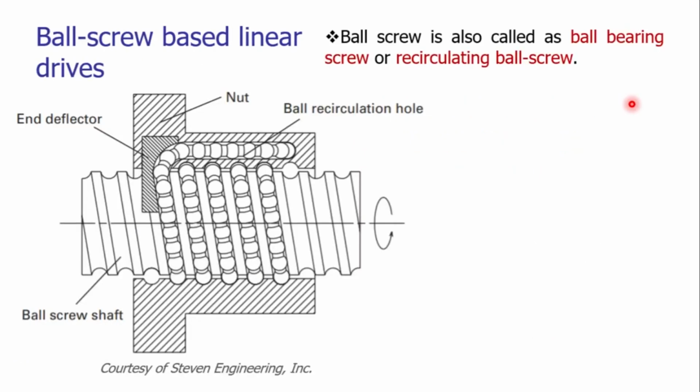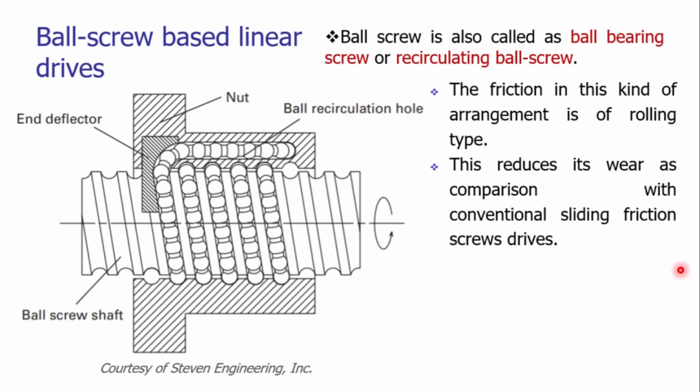The ball screw based linear drives are also called ball bearing screw or recirculating ball screw. We know that in a typical screw and nut arrangement, we have sliding friction. Due to the sliding friction, the efficiency of the typical screw and nut arrangement is low.